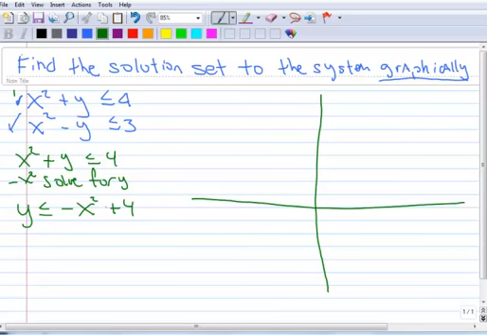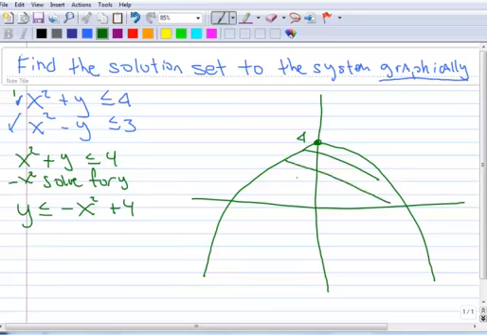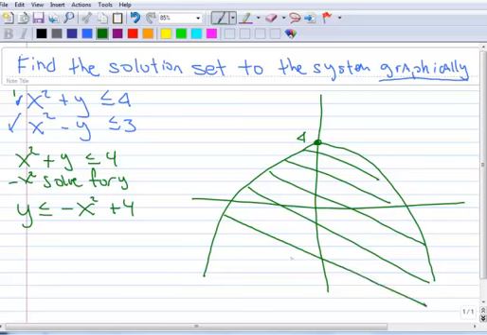And there we go. So I can see that I have a plus 4 at the end. So that's my y-intercept is at 4. I can see that my leading coefficient is negative, so that means it opens down. There we go. And then I want all the y's that are less than or equal to that. So I'm going to hash color in this area. That's this whole region right here. All of these are y's that satisfy that equation.